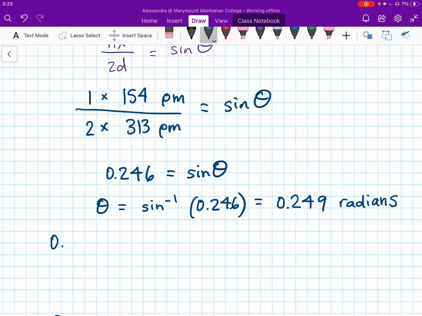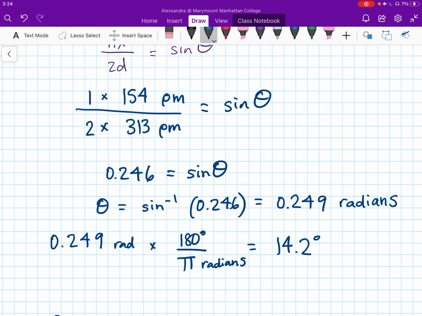To convert from radians to an angle, you can say 0.249 radians, of course, times 180 over pi. And that is going to give you an angle of about 14.2 degrees. So this would be the angle of first order diffraction of X-rays with lambda equal to 154 in this silicon crystal. All right, so make sure that you check the angle radian settings on your calculator when you're doing these problems so you know which unit to report.